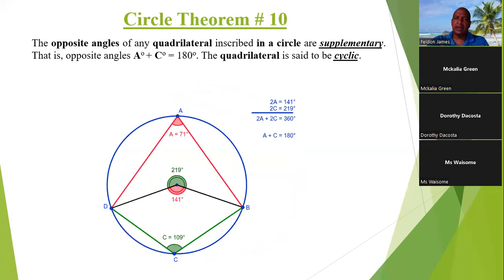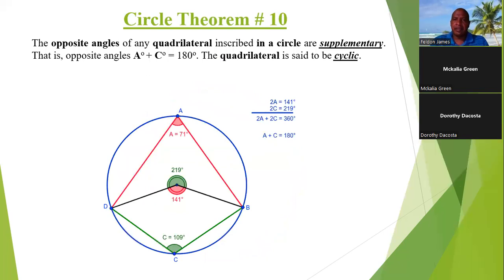All right, so here we have another theorem. Theorem 10 is saying opposite angles of a quadrilateral inscribed in a circle are supplementary. That is, opposite angles, angle A plus angle C is equal to 180. So the quadrilateral is said to be a cyclic quadrilateral.